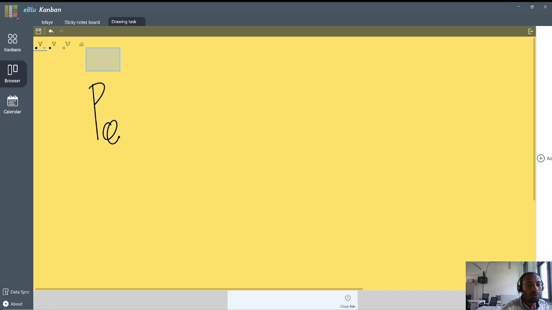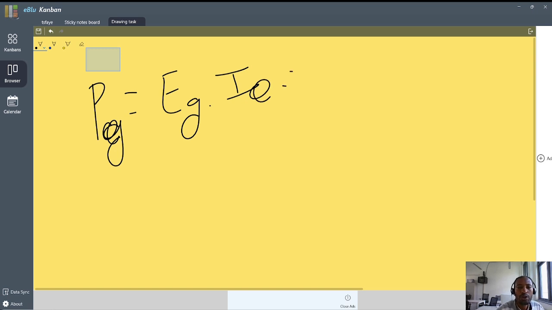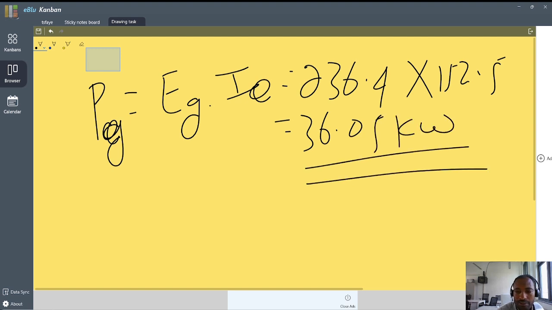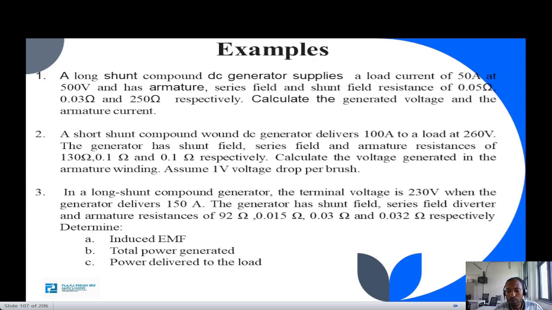PA, or power generated, we can say is EG times IA. We can calculate with this. We know EG is 236.4, times IA, how much is it? 152.5. Therefore total generated power will be around 36.5 kilowatts. That is B.